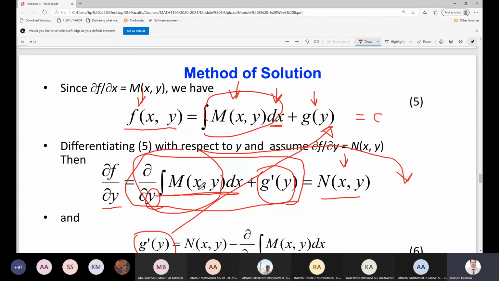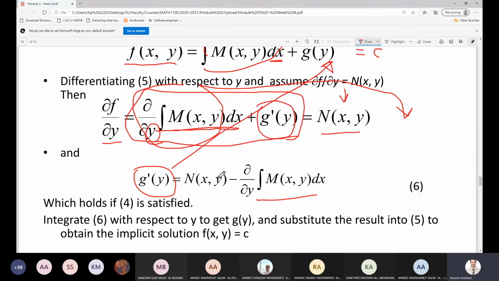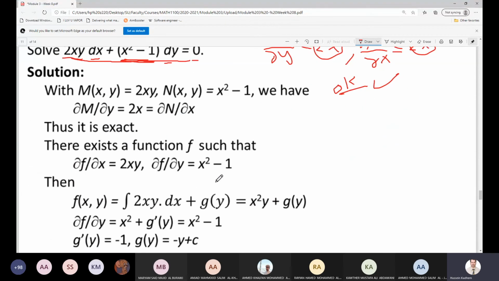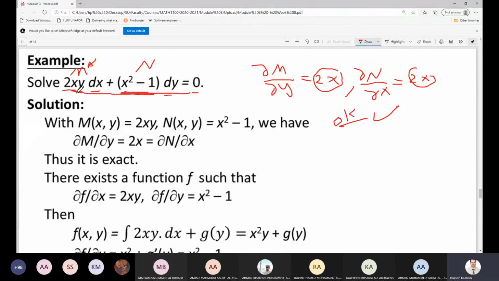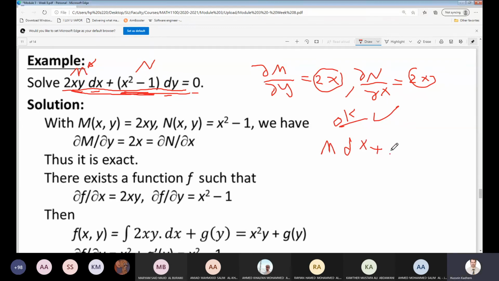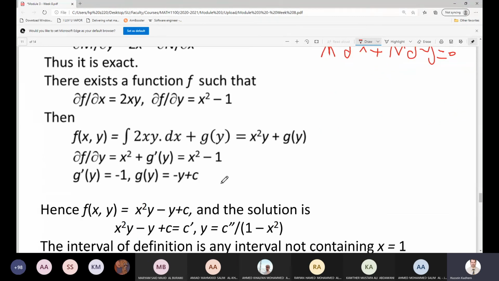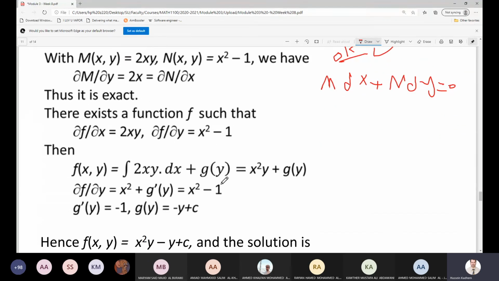Definitely, with numbers, with an example, you will find it very easy, clear and straightforward. Have a look. Let me go back to the function here. Now we agree that this is an exact equation. Its form is m dx plus n dy equals 0. I satisfy the condition, and I know where m is and where n is. Now let me come to the solution.